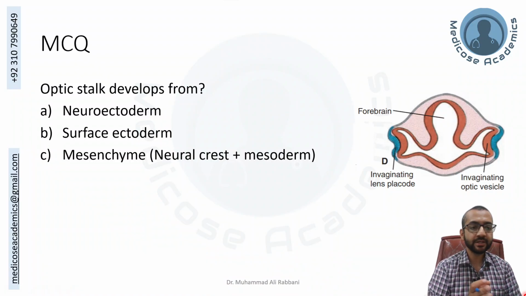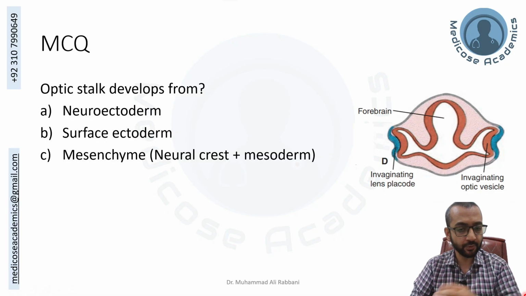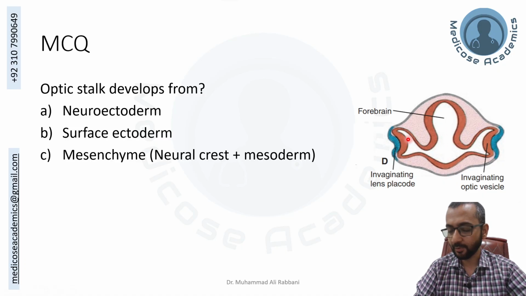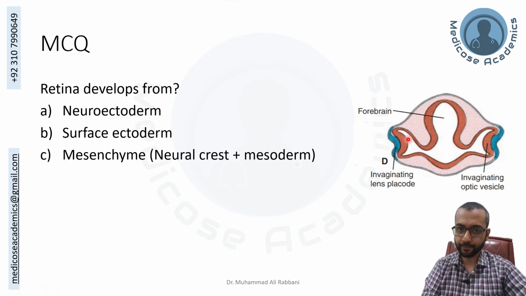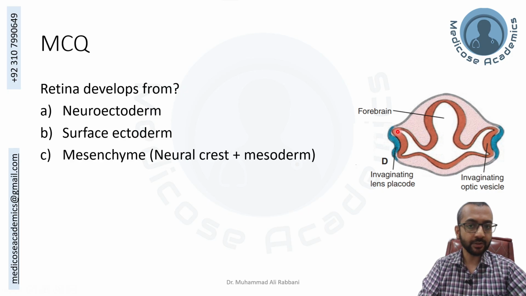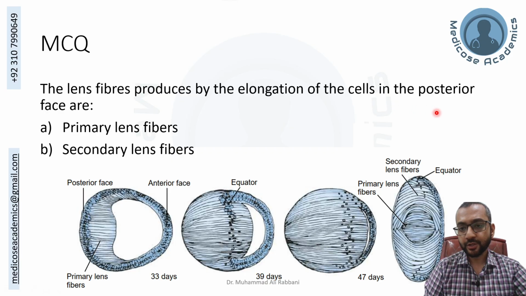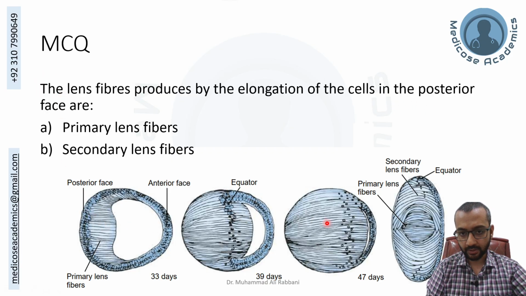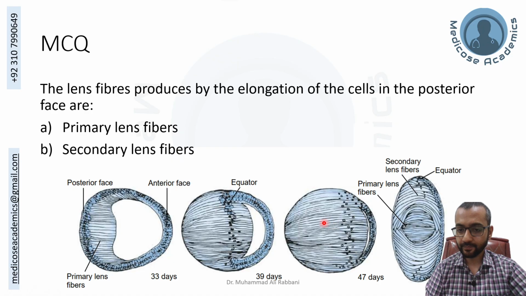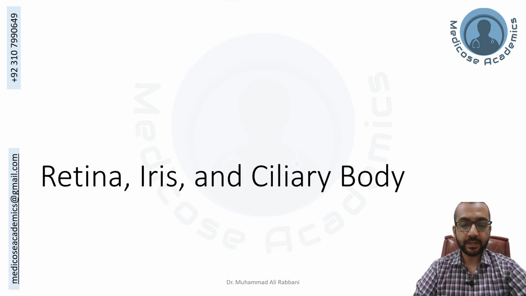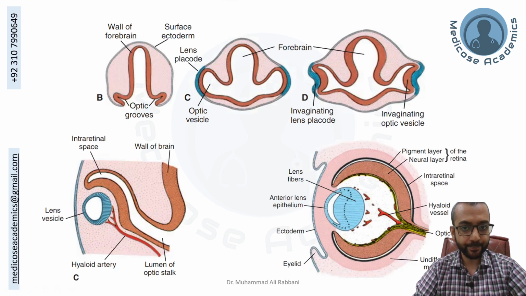Before moving on to the further lectures, you may pause the video as I'm going to discuss a few MCQs. The optic stalk is developed from neuroectoderm, surface ectoderm, or mesenchyme? As it is coming from the neural tube, it is developing from neuroectoderm. The retina develops from, again, the diencephalon, then the optic cup, so it is developing from neuroectoderm. Lens fibers that are produced by elongation of cells in the posterior face: are we talking about primary fibers or secondary? Yes, primary fibers. Let us move on to the next part, that is retina, iris, and ciliary body.